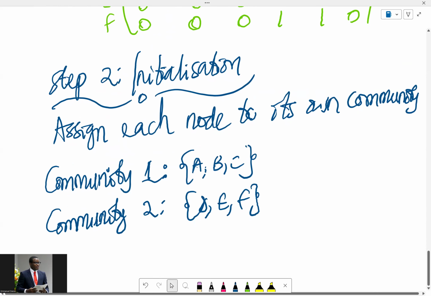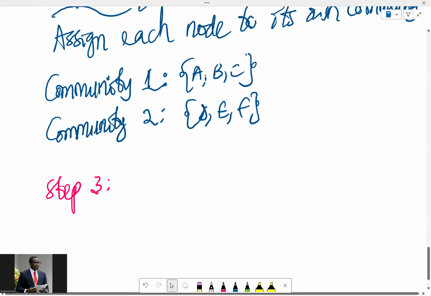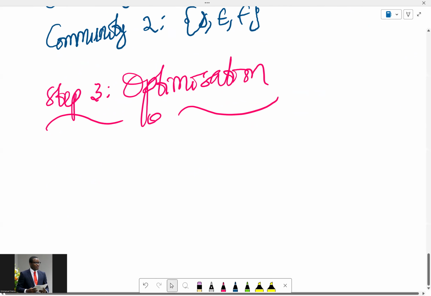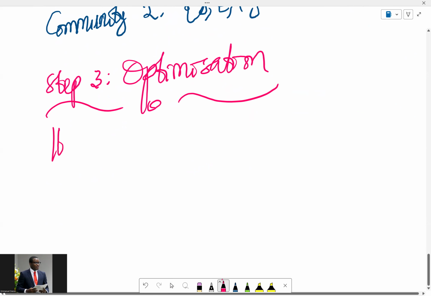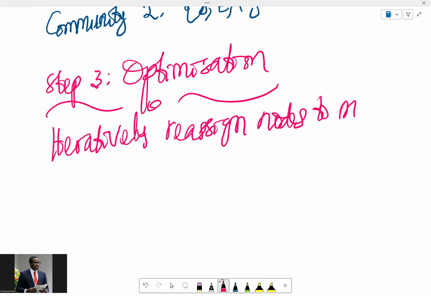Then the next step, step 3, is optimization. Here we iteratively reassign nodes to maximize modularity.